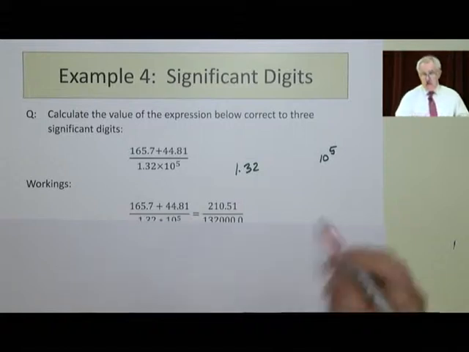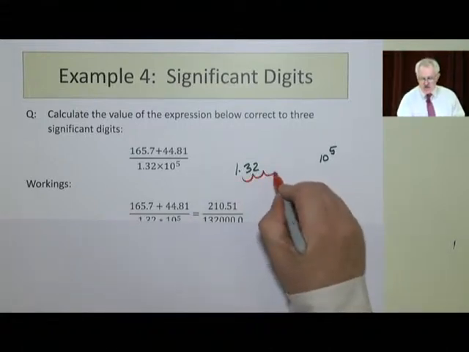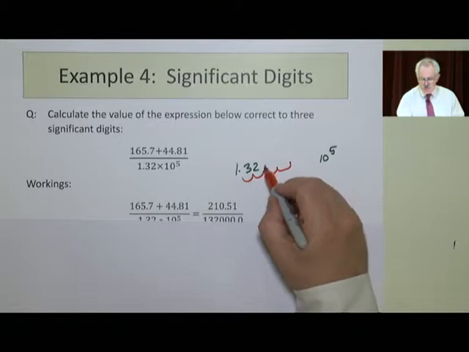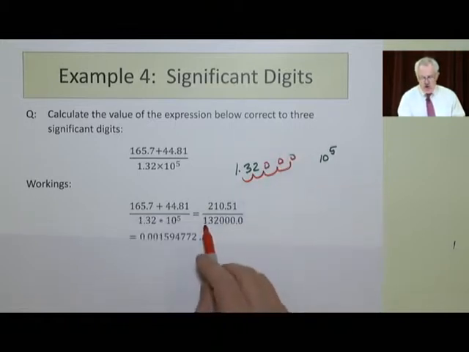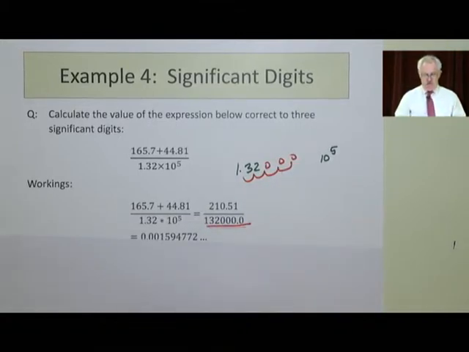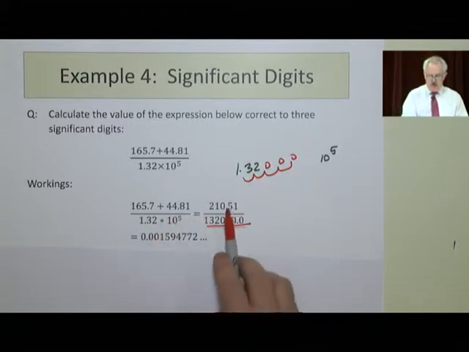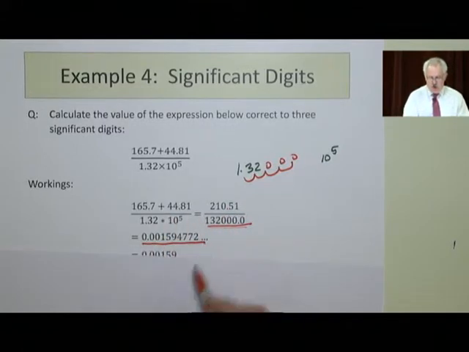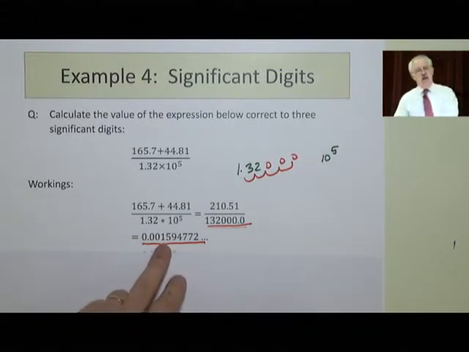132 by 10 to the 5 means that we take this number and move it 5 places to the right: 1, 2, 3, 4, 5. So 132,000 there. We multiply the two, divide that by that, and we get 0.001594772. But that's a bit of a mess.